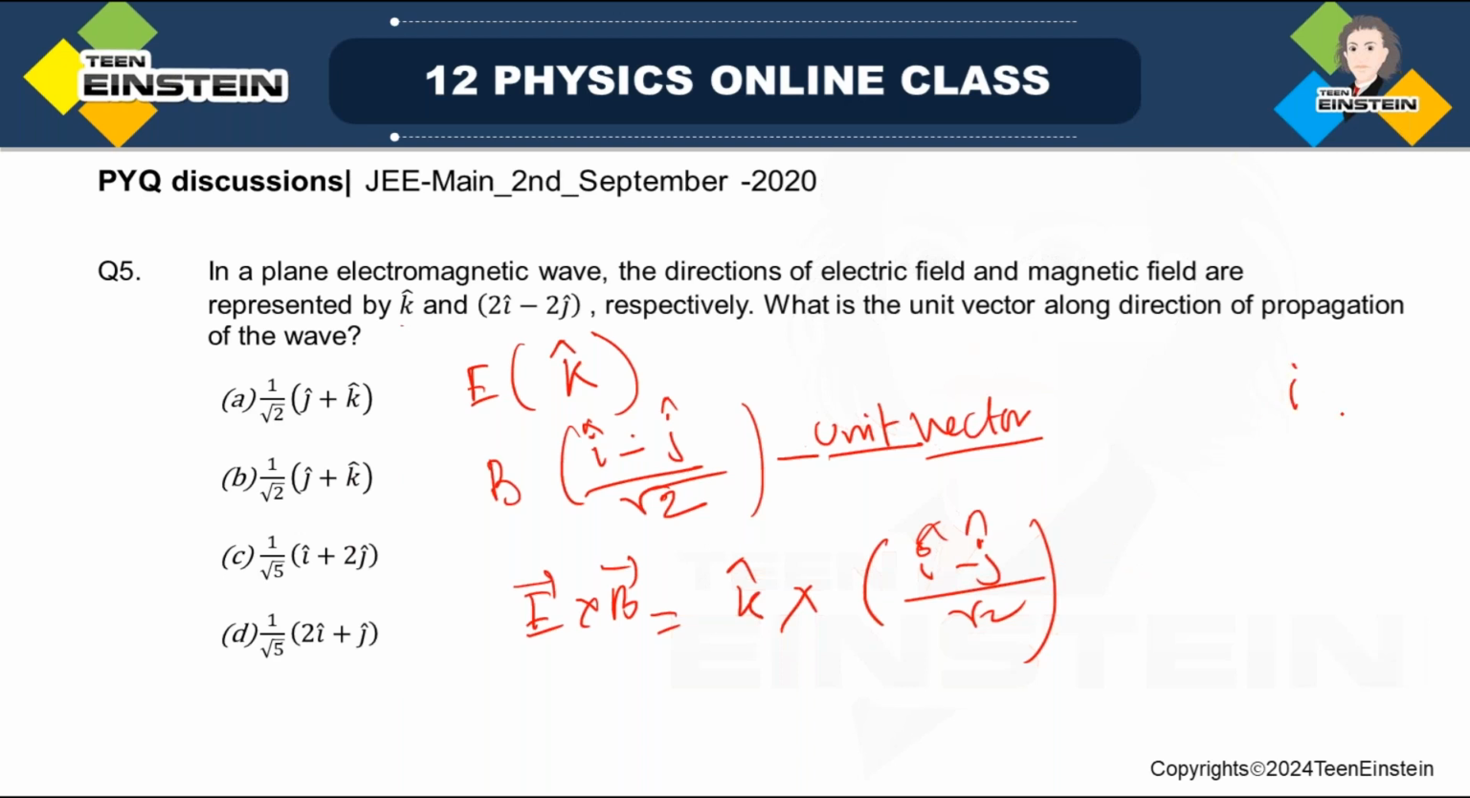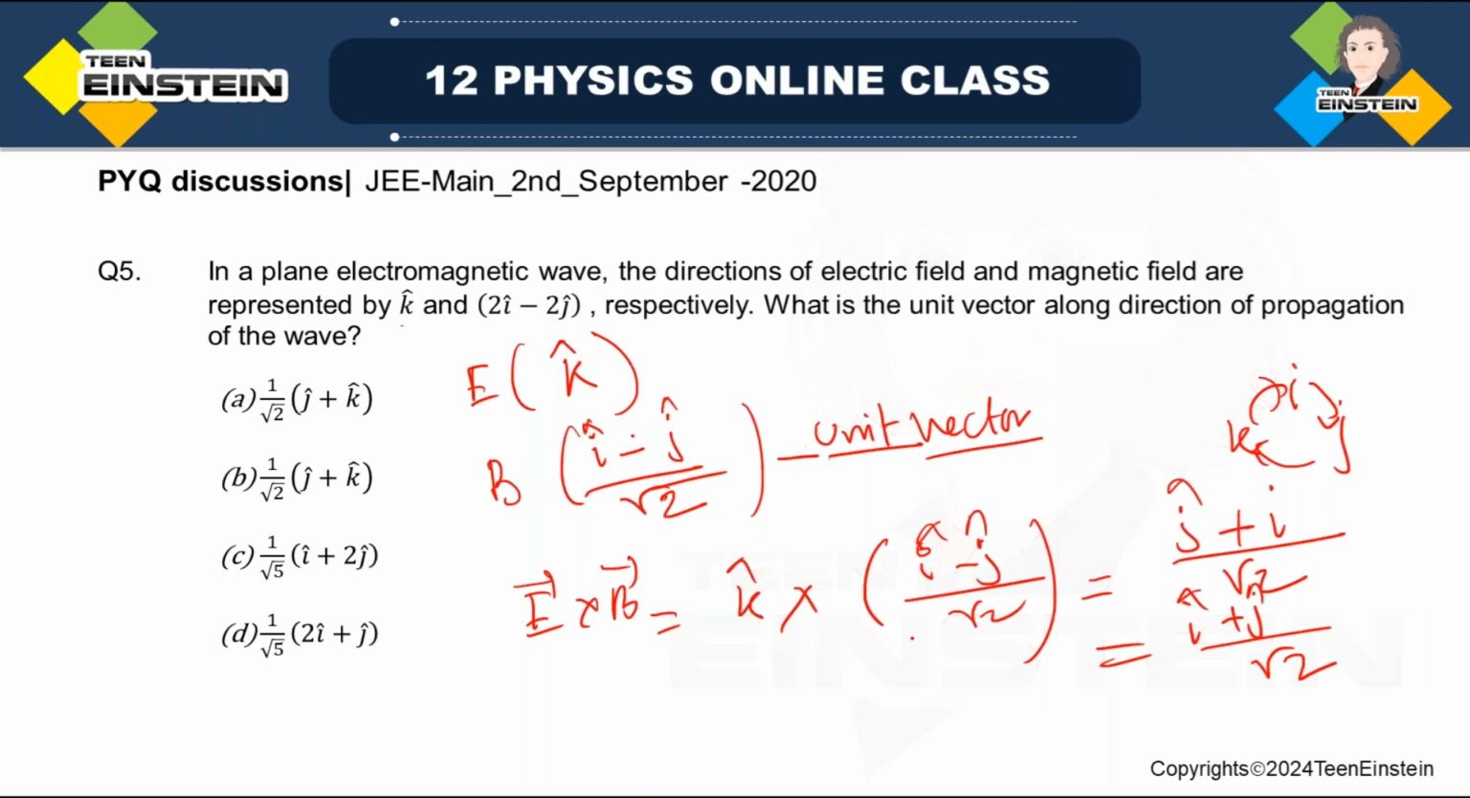so now the ijk cyclic rule we will apply here. K cross i will be j only. So j cap. K cross j will be minus i. So minus minus plus i divided by root 2. So the answer will be i j by root 2.